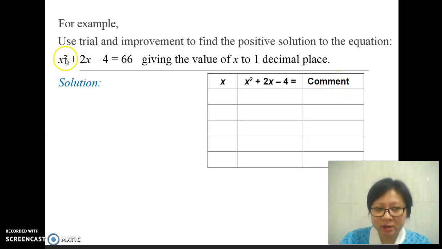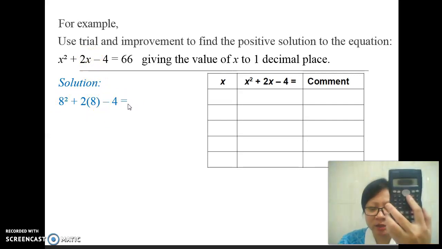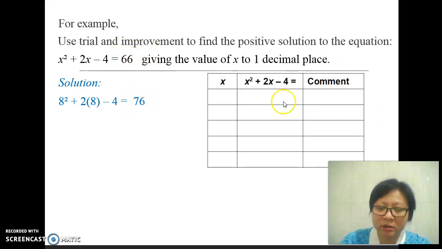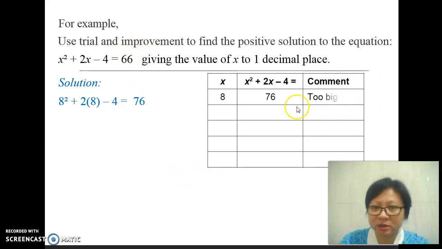First, since the highest degree of the x variable is 2, it means x squared. So you need to find a perfect square number nearest to 66. Let's try 8 squared. 8 squared is 64. So use the value of x equals 8. So 8 squared plus 2 times 8 minus 4 equals, okay, you can use your calculator here, 76. 76 is more than 66. So the comment here is too big. 76 is too big.